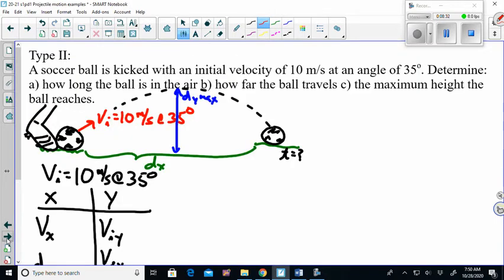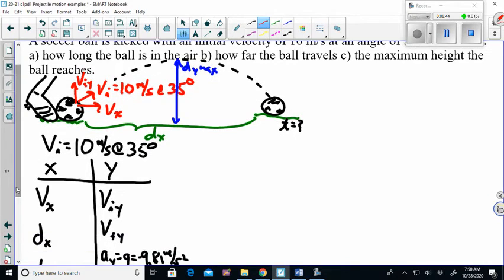Right? I need to know the Vx and the ViY. We'll do that using the sine and cosine. So Vx is going to be equal to 10 times the cosine of 35 degrees. And ViY is going to be 10 sine 35 degrees. And now I need my calculator.